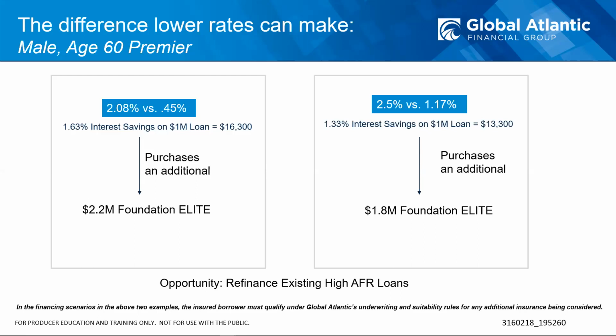Let's look at the long term on the right, 2.5, and this is just assuming last year they did the transaction. One year later, versus 1.17% on the long term. That's 1.3% savings, or $13,300 a year. For the same client, that would be able to purchase an additional $1.8 million of our Lifetime Foundation Elite.